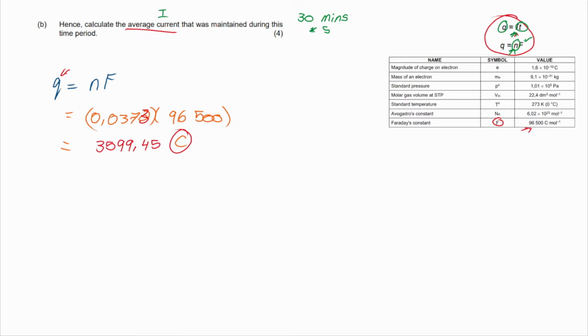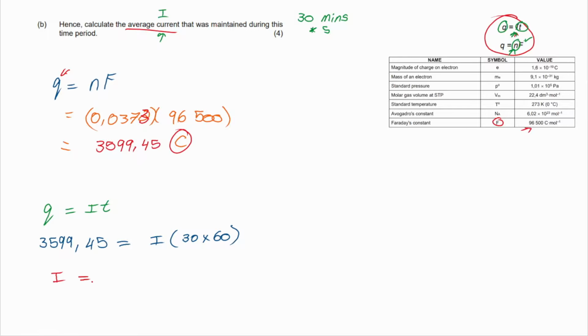Okay, but they didn't ask for the charge, they asked for the current. So now I need to be using that Q equals IT, where I know the charge, I just calculated it, and the time I've been given, 30 minutes. So my charge is now 3599.45. I don't know what I is, but my time is 30 minutes. I just literally say that times 60. Okay, that'll give me the time in seconds.